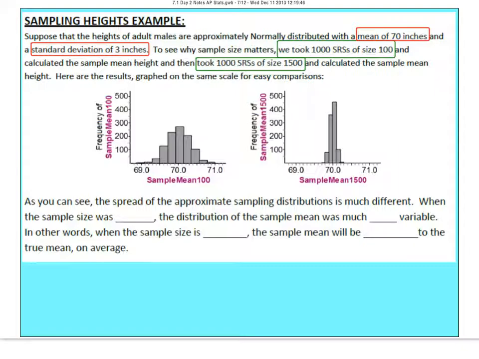Clearly you're going to see that as the sample size gets larger, the distribution of the sample mean is less variable. Clearly this has less spread, which is the same thing as less variability. So in other words, when the sample size is larger, the sample mean will be closer to the true mean on average.